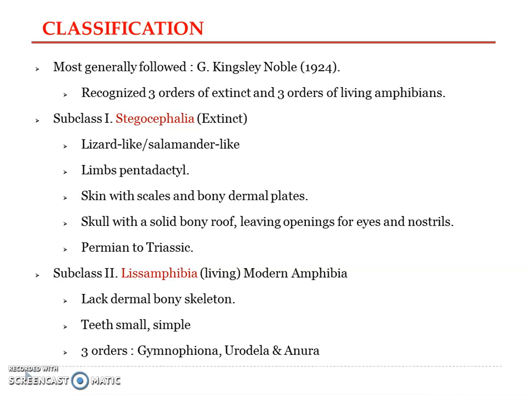Then Anura: ura represents tail, so they are tailless amphibians. So you have limbless amphibians, tailed amphibians, and tailless amphibians. Anura includes the frogs and toads. So this is the classification pattern of the class Amphibia.